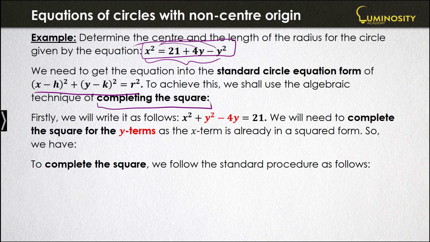So you're going to get x squared plus y squared minus 4y equals 21. So we need to complete the square for the y terms. The reason why I say that is because the x terms only have x squared, so it's already in a squared form. So we need to complete the square for this expression here, y squared minus 4y. Your first instinct will be, well, why can't I just take out a common factor of y and it'll be y minus 4 and I'll call it a day?